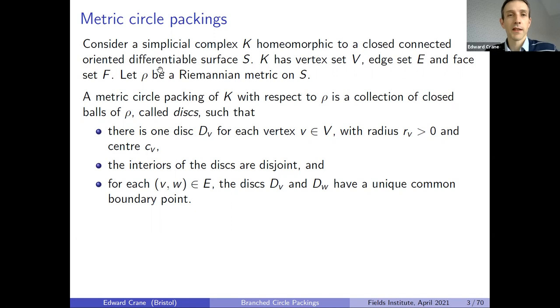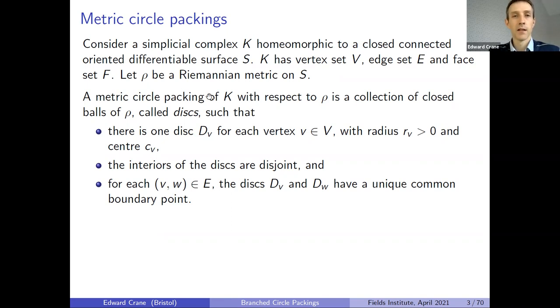So it's a differentiable surface. That means at every point we have a quadratic form on the tangent space to that point, and that quadratic form varies smoothly as you move around the space. And in particular, it's non-degenerate. So we're going to talk about the metric coming from that Riemannian metric, so the distance function. And in that metric, you can talk about closed balls, and we're going to call those disks, even though they may not be topological disks.